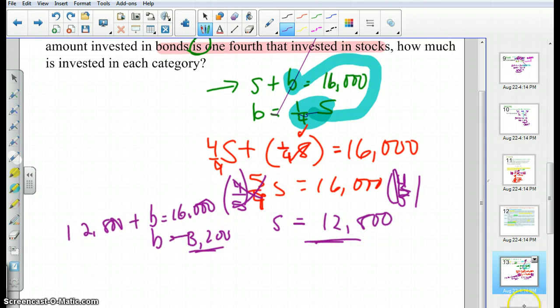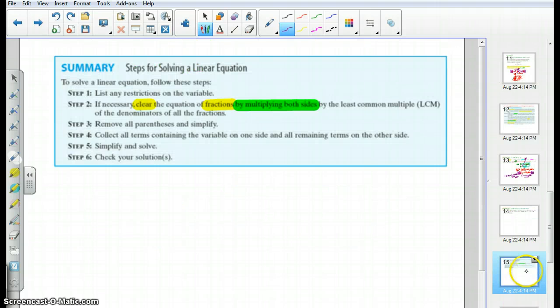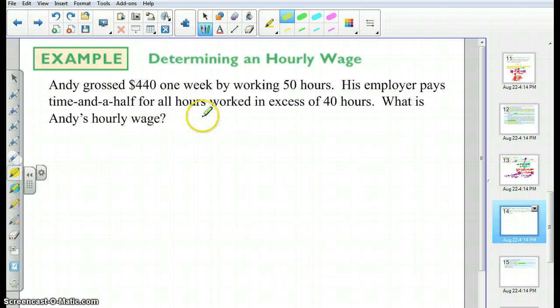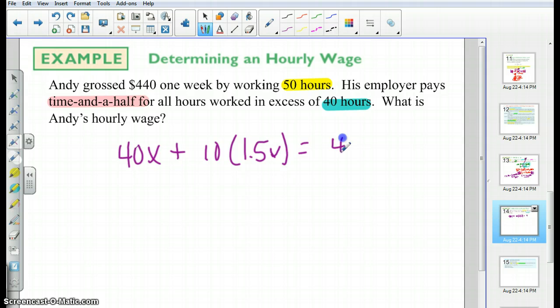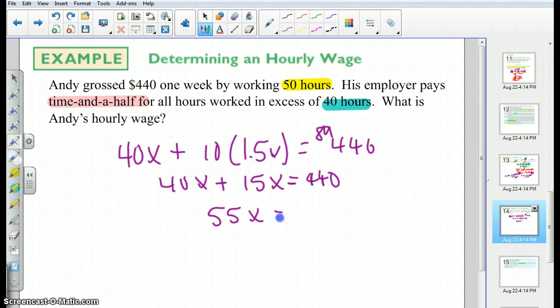So a couple answers. Again, the last example that I have here for you says that Andy's going to work for 50 hours, but for 40 hours he gets regular pay, and for 10 hours he's going to get time and a half. So we'll break this up. For 40 hours he's going to get regular pay, 40 times X, plus for 10 hours he gets 1.5X, and that's going to total his $440. So we'll multiply this out. 40X plus 15X equals 440. So 55X equals 440, and he's going to make about $8 an hour.